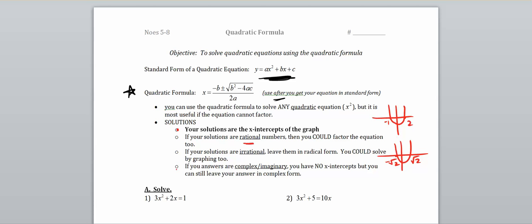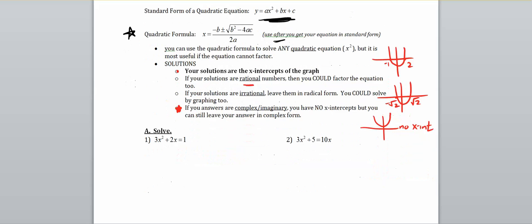But the one where I would say it's most useful is if your answers are complex or imaginary. What happens when you graph an equation like that is it's not going to have any x-intercepts, but there still will be two imaginary or complex solutions to the problem, and the only way you could determine those is by using the quadratic formula. So we're going to do 4 problems and use the quadratic formula to determine our solutions and then talk about what those solutions mean.